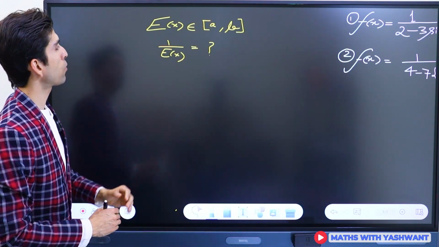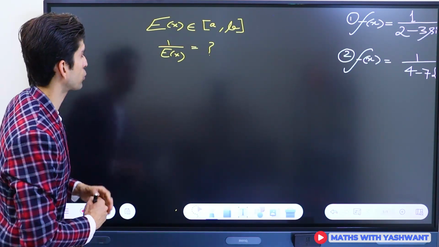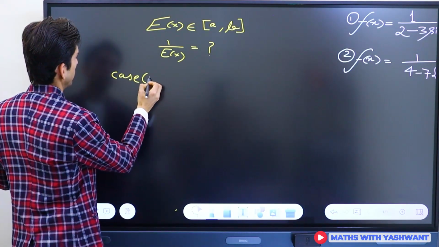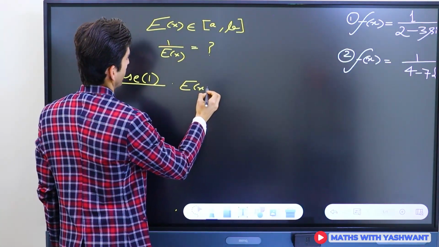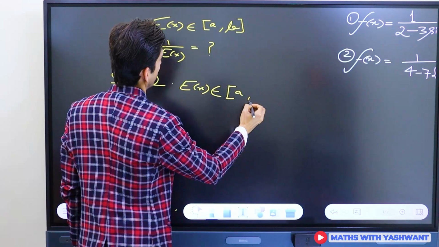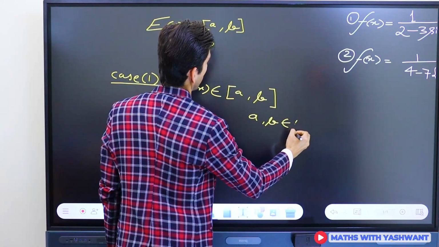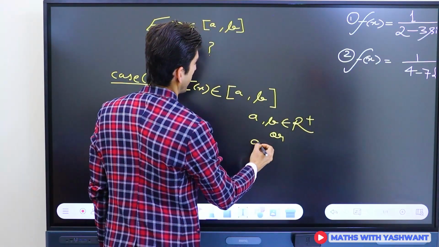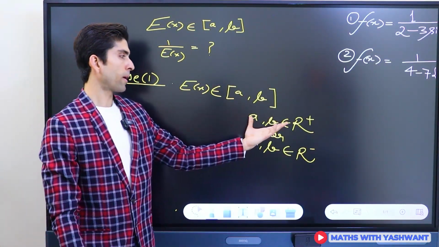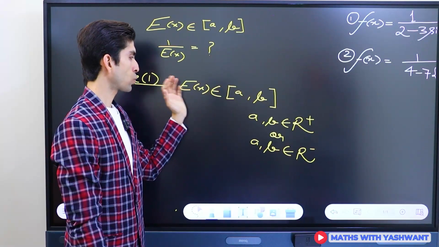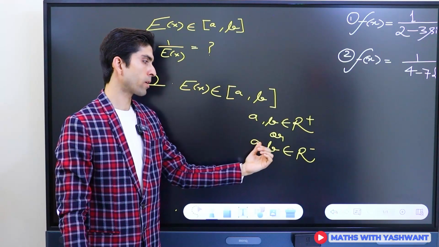So we have to find the range of 1 by e of x. Now what to do? Well, there are two cases. Case 1 we'll first talk about. So in case 1, when I say e of x closed A to B closed, A and B are both positive real numbers, or A and B are both negative real numbers. So this is a very important condition in case 1, that either both the boundary points are positive reals or both the boundary points, the left one and the right one, are negative reals.